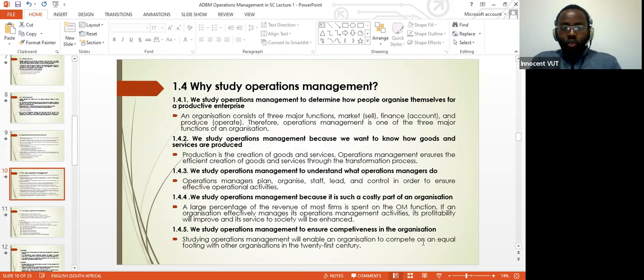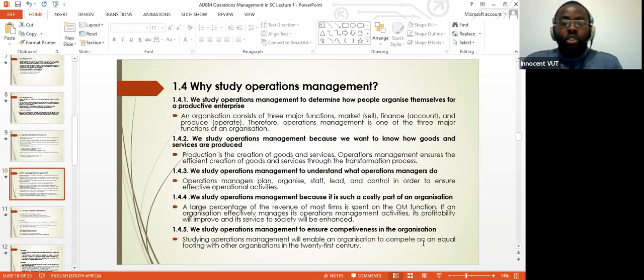Right, why do we study operations management? The first reason why we study operations management is to determine how people organize themselves for a productive enterprise.